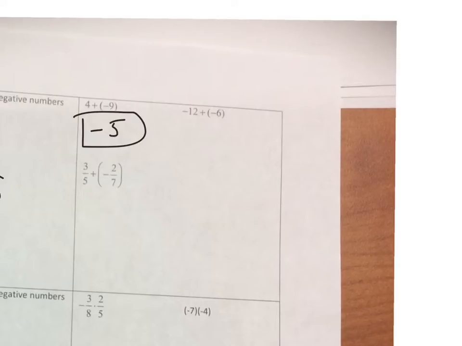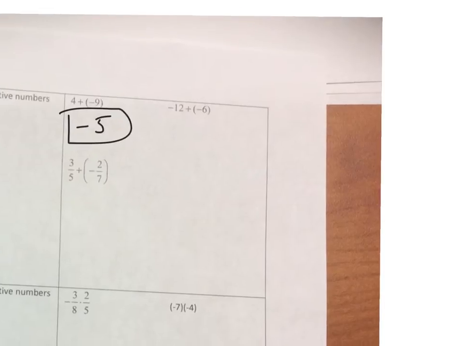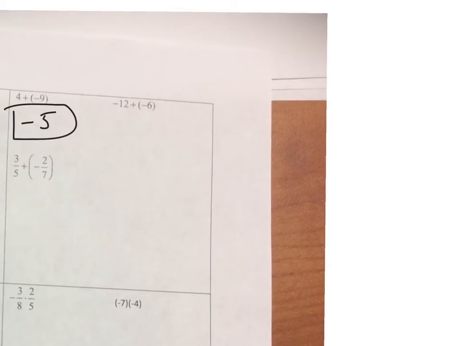Hey, main campus, what about negative 12 plus negative 6? How about negative 12 plus negative 6? Negative what? Negative 18. Which is it, negative 18 or 18? It's negative 18, that's right, because the signs are the same, you add the numbers and keep the sign. Good.